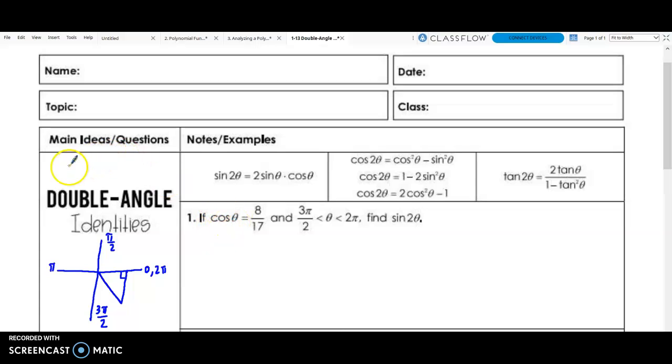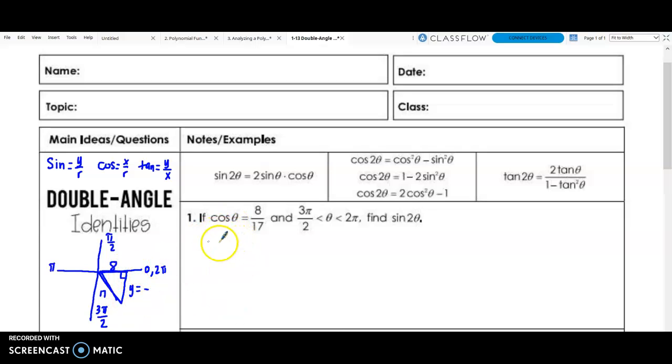Also remember that sine is y over r, cosine is x over r, and tangent is y over x. So you need to know those. So right here where we're looking at cosine of theta is 8 over 17. Cosine is x over r. So this is your x, and that has to be 8. And then here's your radius r, and that's 17. And since this is in the fourth quadrant, your y is going to be negative.